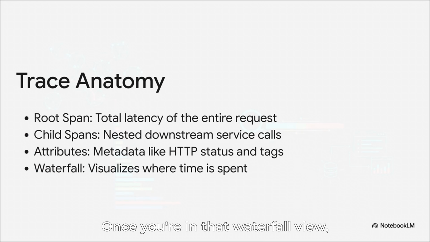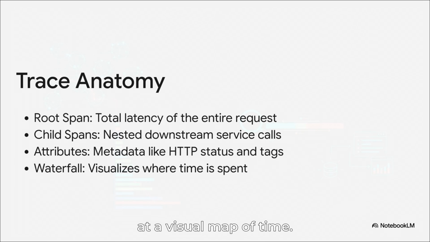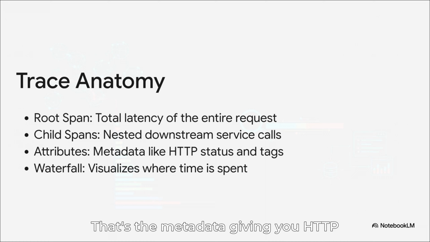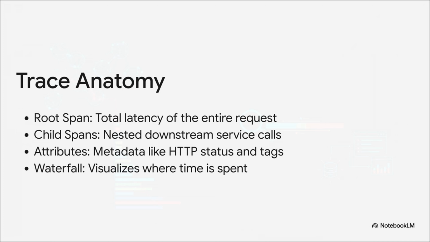Once you're in that waterfall view, you're basically looking at a visual map of time. It's so cool. Up at the top, the root span shows you the total latency of the entire user request. Right below that are your child spans, which lets you zoom in and spot exactly which nested service or database call is dragging its feet. You've also got span attributes. That's the metadata giving you HTTP status codes, durations, and specific error tags. Ultimately, the whole waterfall visualizes exactly where your precious milliseconds are going across the entire transaction.